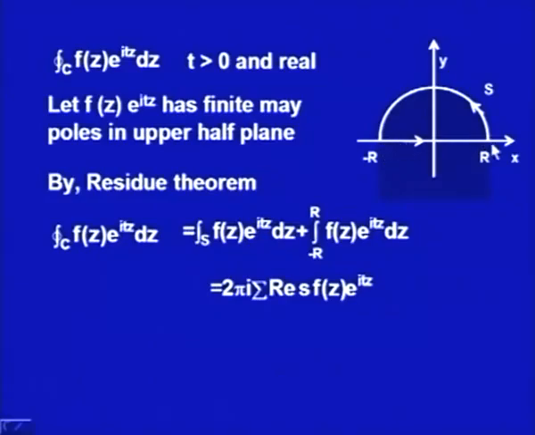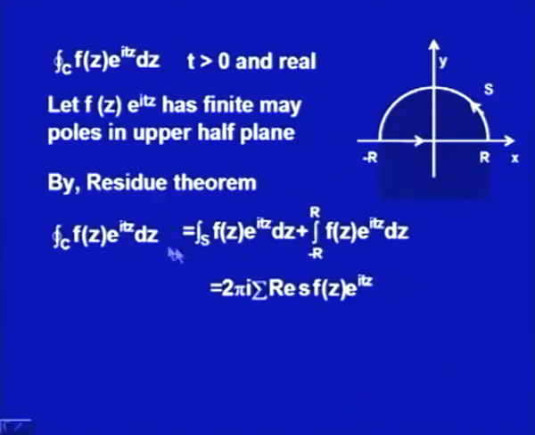So, we could write it as the integral from minus r to plus r of f(x) e^(itx) dx. Now, this integral we have to evaluate. This integral is equal to the integral on the closed contour C of f(z) e^(itz) minus the integral on the path S, which is the semicircle, of f(z) e^(itz) dz.